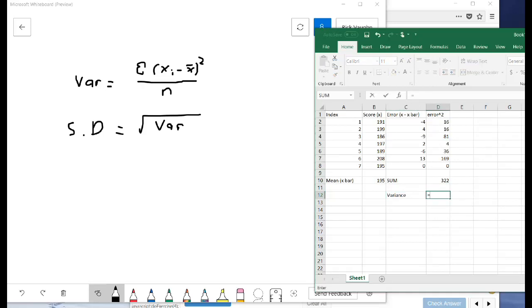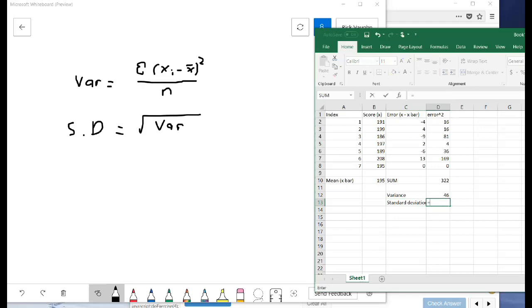So I'm going to take this 322 and divide by the total number of numbers that I had, which is 7. D10 divided by 7. And that's my variance, which is 46. And now to compute the standard deviation. By the way, this is called the population standard deviation and not the sample standard deviation. We didn't do any sampling in this case. We have the entire data set. So it's called a population standard deviation. And I'll just take the variance, and I'll take the square root of it.